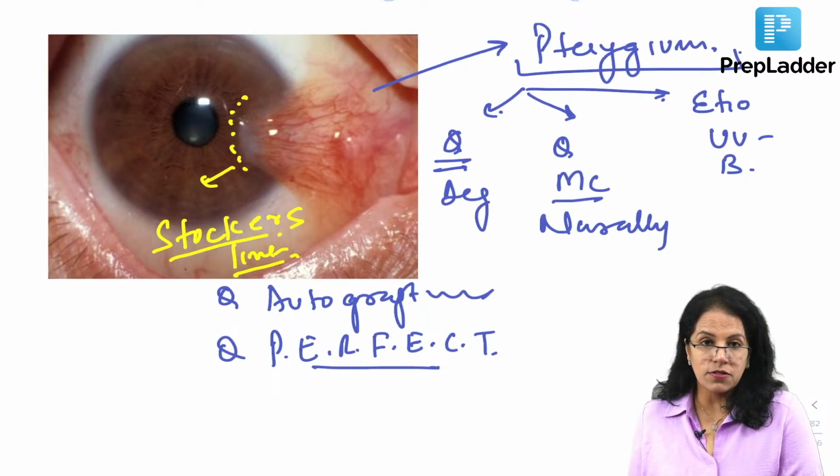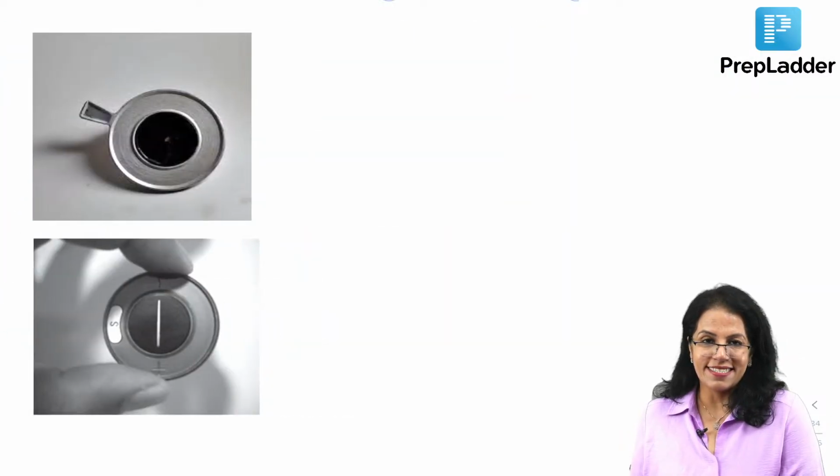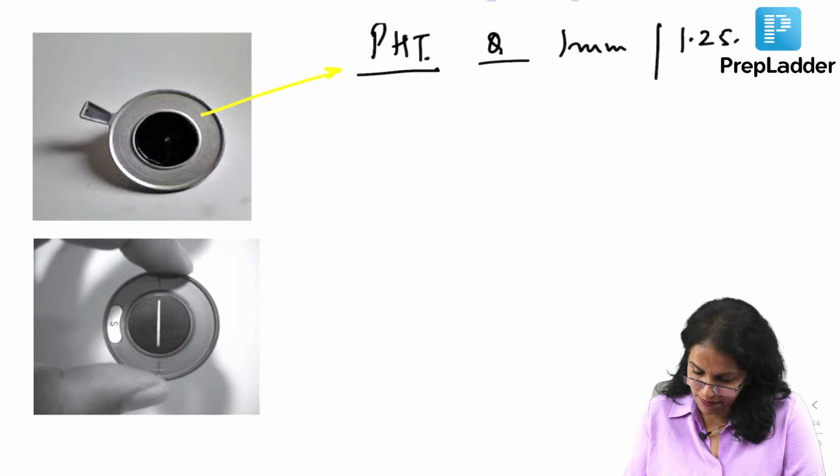Collagen cross-linking you generally go for in keratoconus. So what is this image? So this is your pinhole. We all know that. Please remember pinhole test. Revise it. First question, what is the size of pinhole? It can be 1 mm or 1.25 mm.